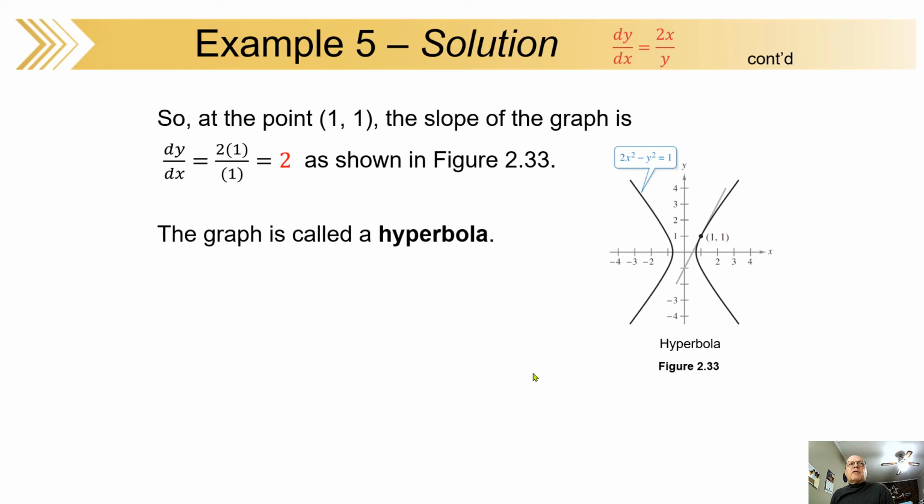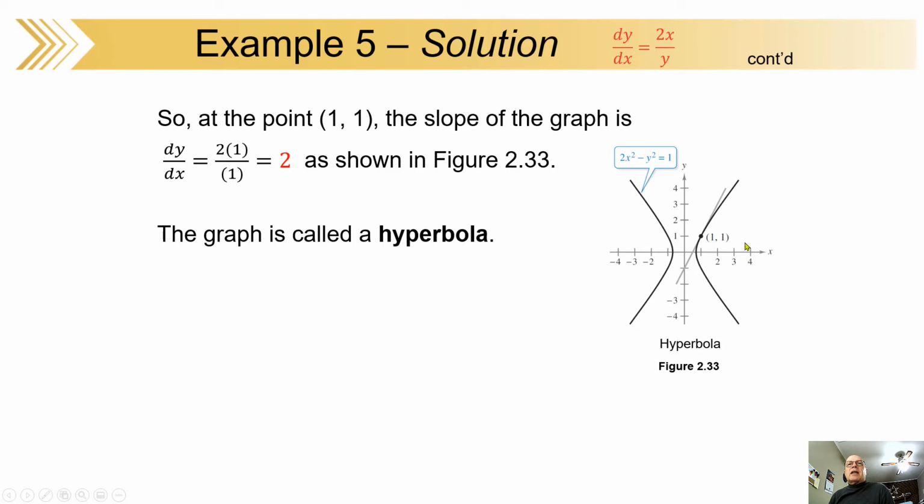Just put the 1 in for the x, the 1 in for the y. Notice I'll put the derivative up here, which is the slope. Put the x value in, so this 1 goes in here, this 1 goes in here, and there's our slope. And our slope is 2 for the tangent line at the point (1, 1) on that graph.